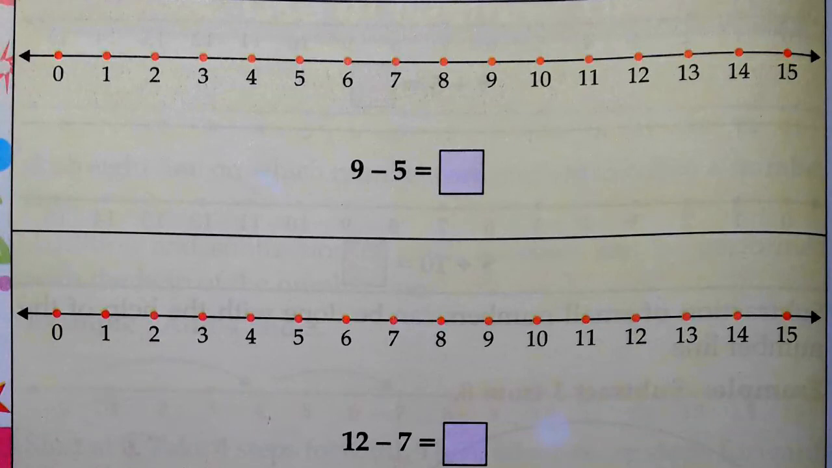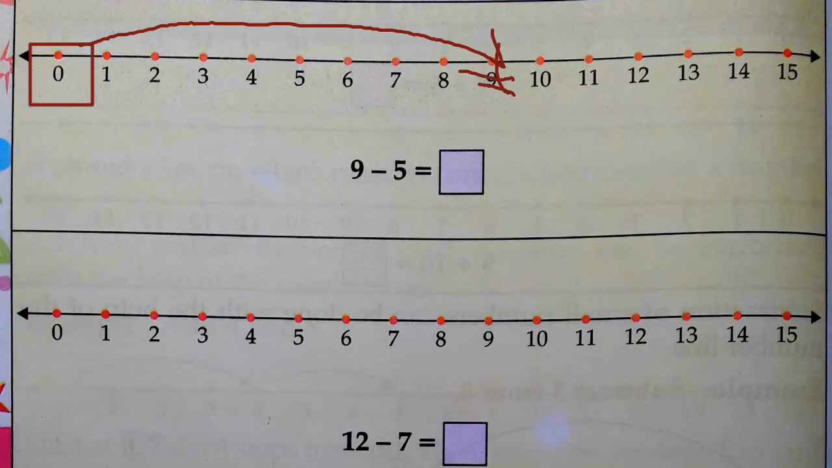Next question is 9 minus 5. We will draw first 9 steps forward from 0. We will take 9 steps forward, then we will reach at 9. See the picture. Okay. Then minus 5 means we have to take 5 backward steps from 9. When we will take 5 backward steps, we will reach at where? 5 backward steps from 9. Then we will reach at 4. Okay. So the answer is 4. 9 minus 5 equal to 4.